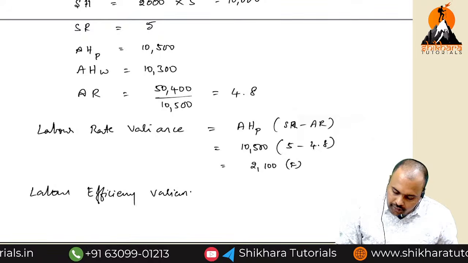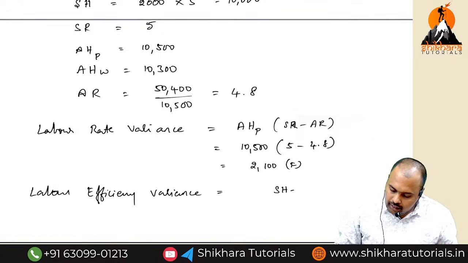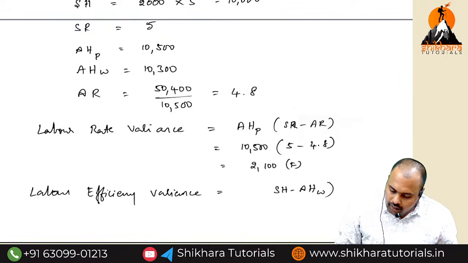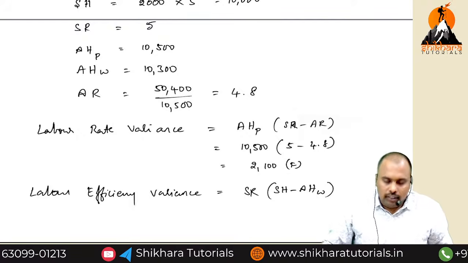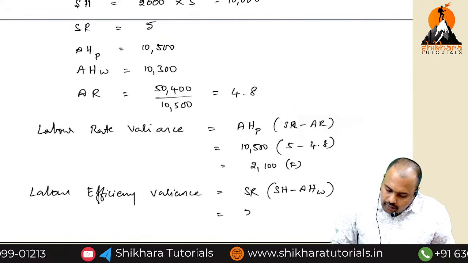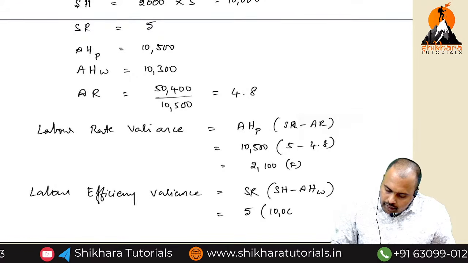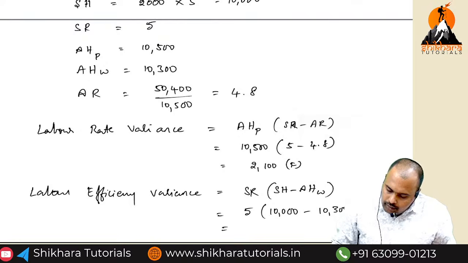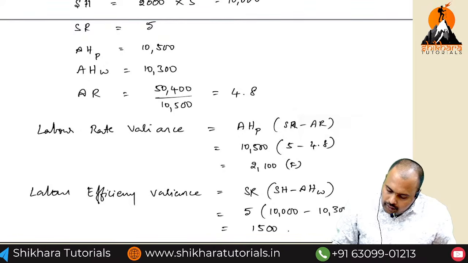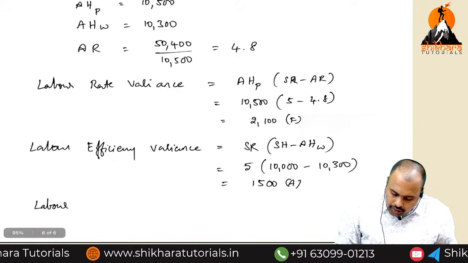Next, labor efficiency variance. What is efficiency variance? Standard hours minus actual hours worked. Efficiency, definitely they are going to take hours worked. That is 5 into 10,000 minus 10,300. 1,500 adverse.